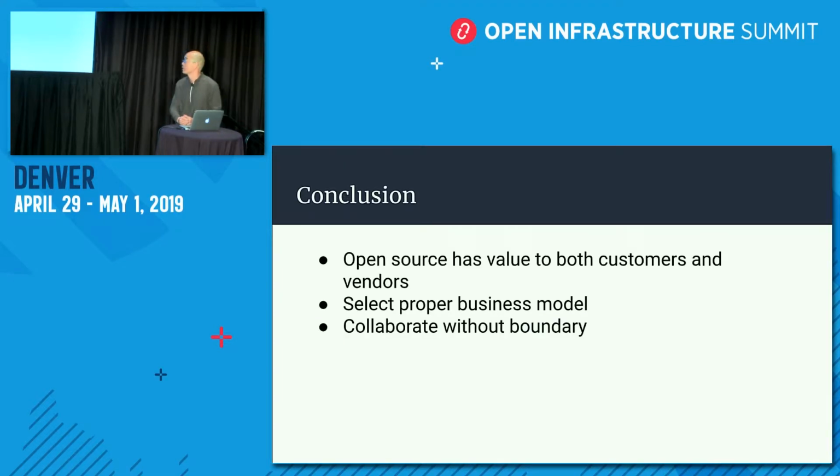To answer the question of where open source will go, I think it is proven that whatever some of the open source vendors or communities change their license, open source has value to customers and vendors. And if we are working on open source, I think the company or vendors must select the proper business model and think about it carefully.